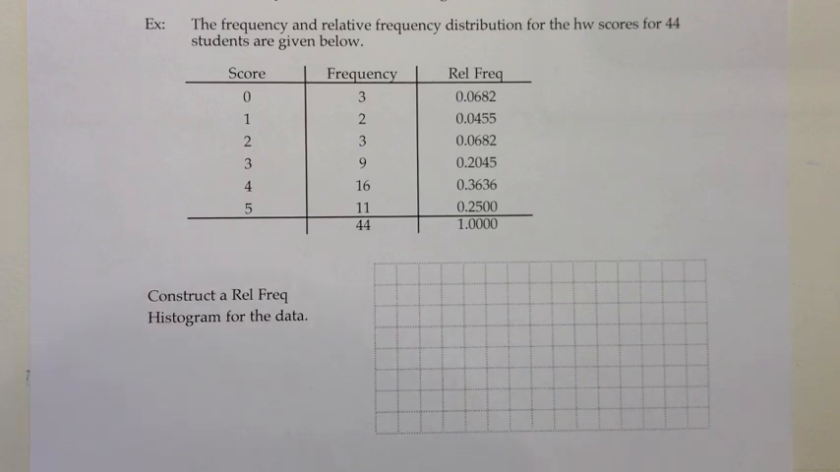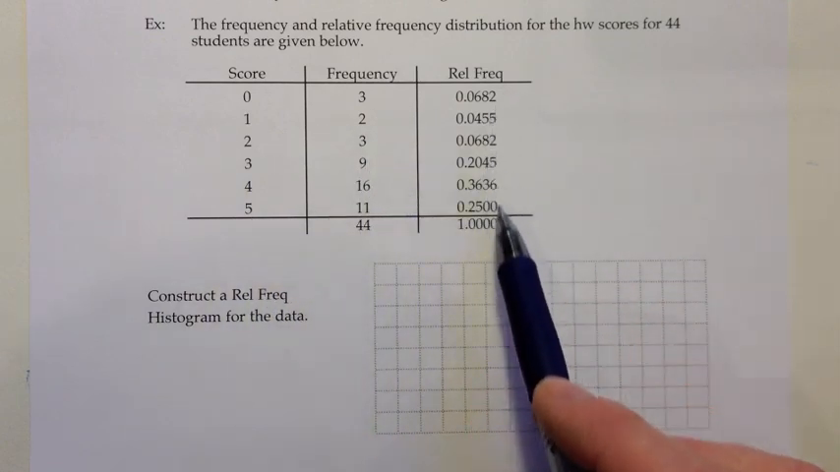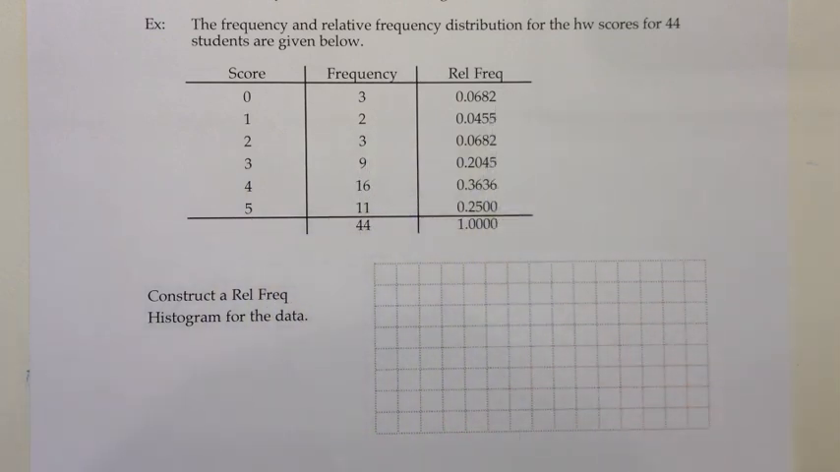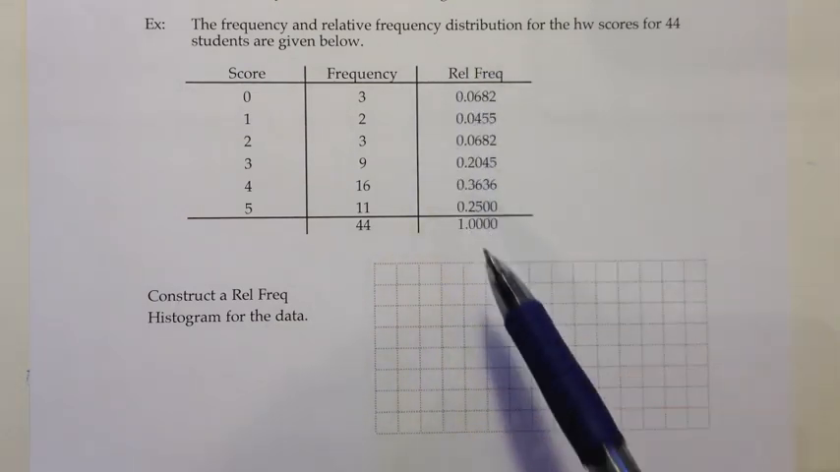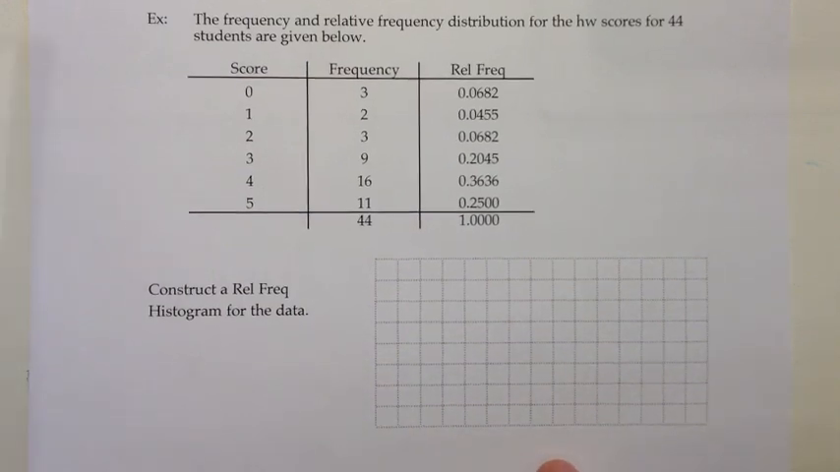The frequency and relative frequency distribution for the homework scores for 44 students are given below, and we have scores from 0 to 5. They've given us frequencies and the relative frequencies. And they want us to construct a relative frequency histogram for the data, so we're going to be using these relative frequencies over here for the height. So let's go ahead and start out by drawing in our axes and figuring out what our scale will be.